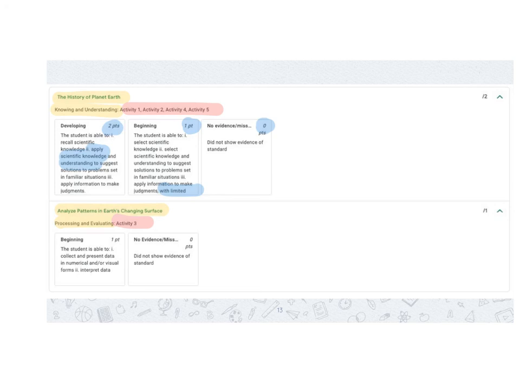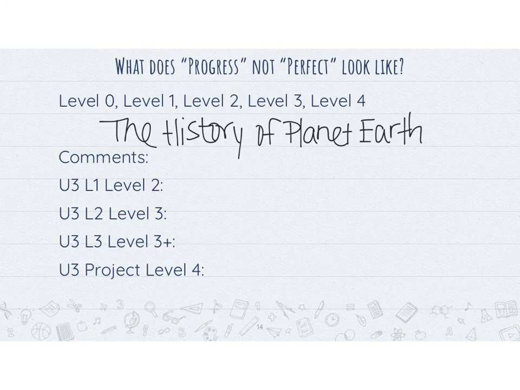So if at this point you are, let's say, beginning, you're somewhat able to do this, but not quite, and then you're also beginning here, then that means that on PowerSchool, what you'll see is that for the history of planet Earth, right now you have a D. Remember again, D means you're level 1 out of 4. And then in the comments for U3L1, the highest level you could get would be level 2. So it will just say below.